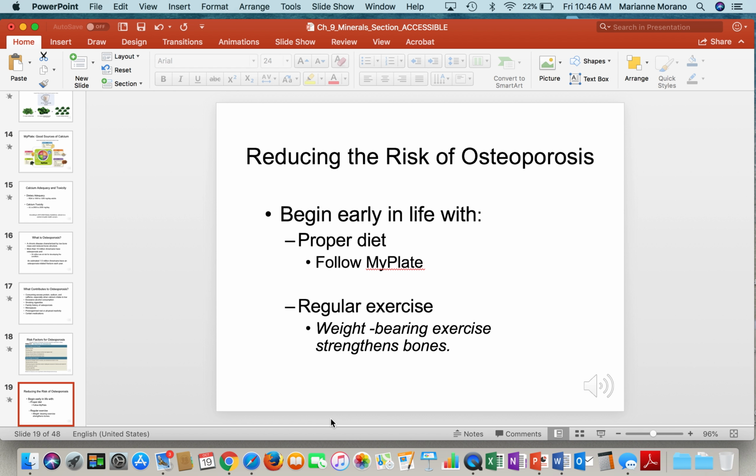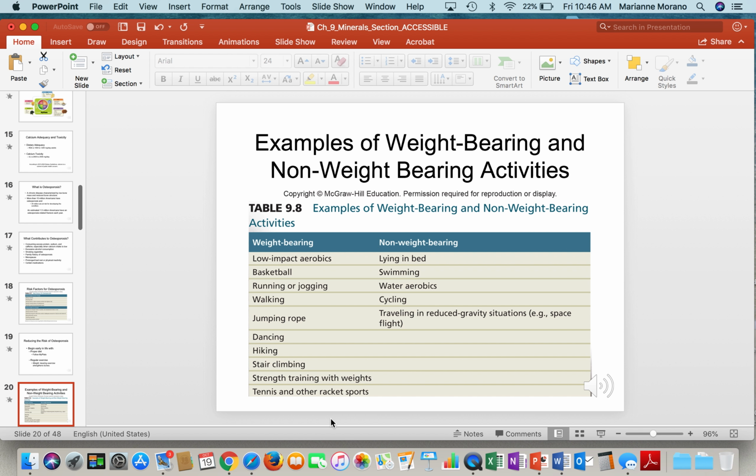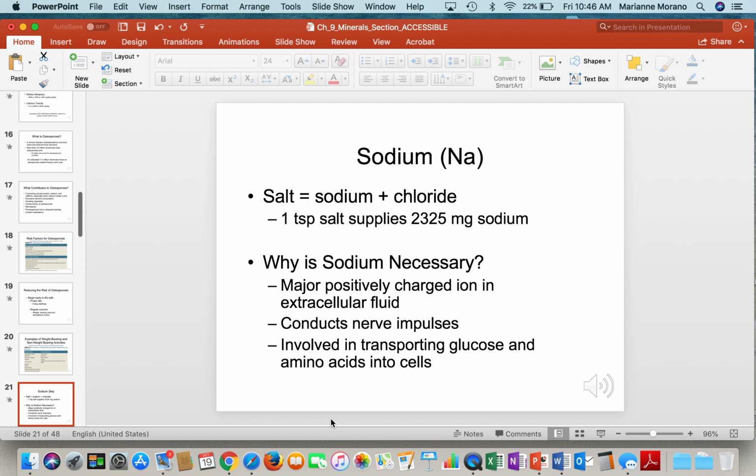So begin early in life with a proper diet by following MyPlate. Make sure you're doing weight-bearing exercise because that helps to strengthen the bones. There are a lot of weight-bearing and non-weight-bearing activities in Table 9.8, so you want to look at that and make sure that you're doing some of these weight-bearing activities to help build stronger, more dense bones.